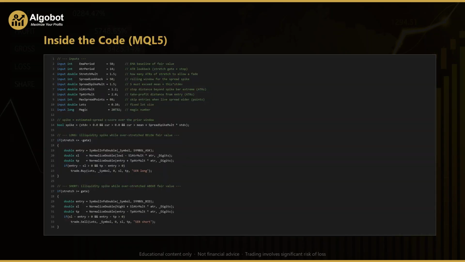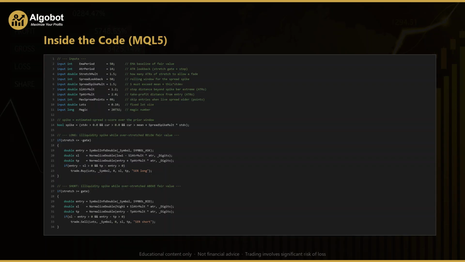Let's read through the code as it appears in MetaEditor. At the top, we have the input parameters. EMA period, defaulting to 50, sets the fair value baseline. ATR period, defaulting to 14, drives both the stretch measurement and the stops. Stretch multiple at 1.5 is how many ATR units price must be pulled from the baseline. Spread lookback and spread spike multiple define the rolling window and the spike threshold for the estimated spread.